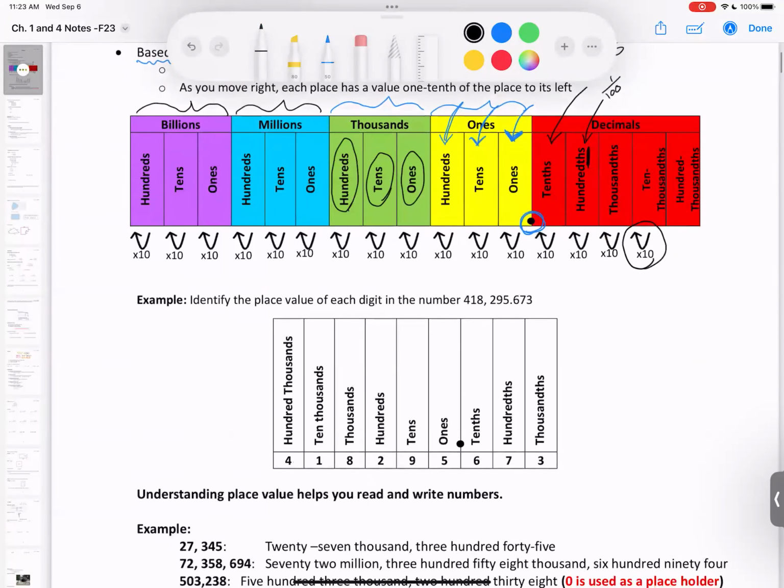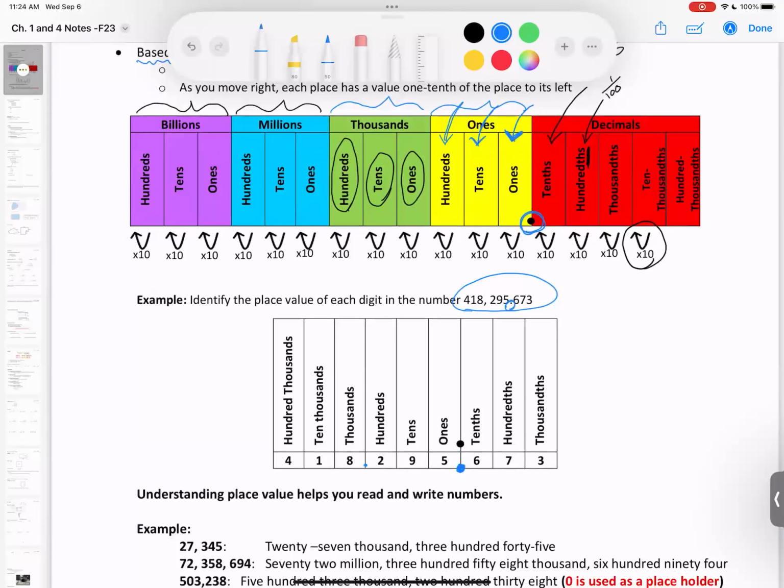So as an example, let's just look at the place value of each digit in this number. They've given us this number here. And what I like to do first is just orient yourself by where the decimal is. So here's the decimal. Here's our number. They've written it down here for us. Okay, so we're going to put our decimal there. And then let's start with the whole numbers, the numbers to the left of that decimal. So we've got 418, and then 295.